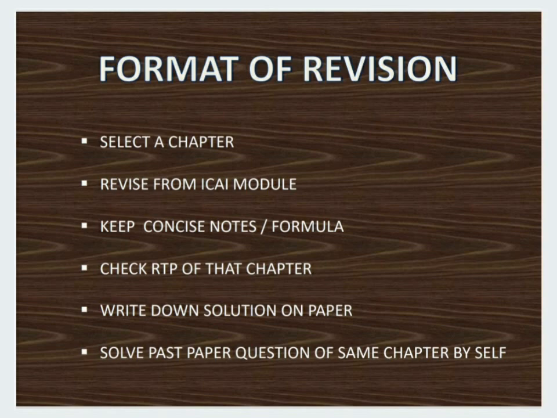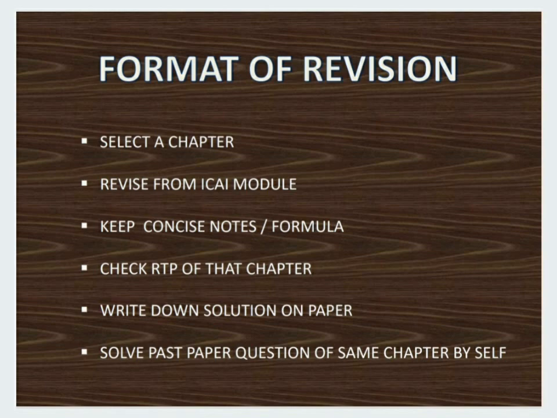As you know the chapter wise weightage, now it is easier for you to select the chapter from which you want to start. You can start with medium or small chapters to begin with. Once you select the chapter, you have to revise it from your ICAI module or your class notes. Once this is done, you can keep concise notes or at least take out the formulas and write them down on one sheet. Once this is done, you have to check the RTP question of that chapter. After checking the RTP question, you have to write down the solution onto the paper. Once this is done, you have to solve past paper questions of the same chapter, which you have to do all by yourself.